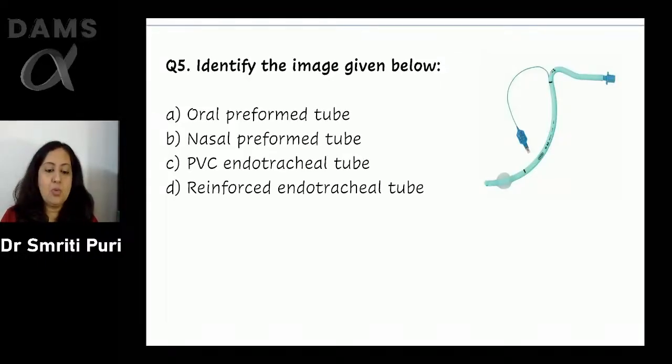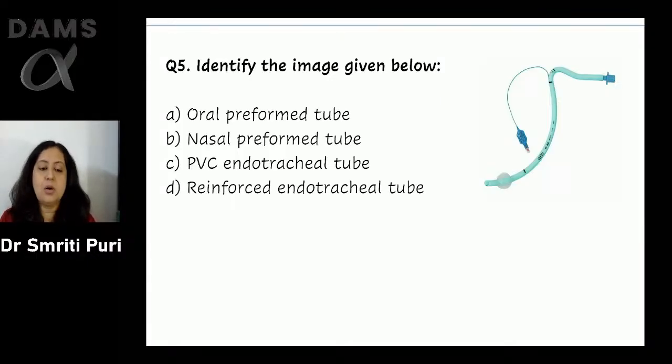Okay, coming to question number 5. Identify the image given below. Option A says oral preformed tube. Option B says nasal preformed tube. Option C says PVC endotracheal tube. Option D is reinforced endotracheal tube.